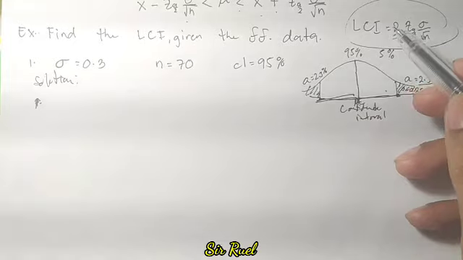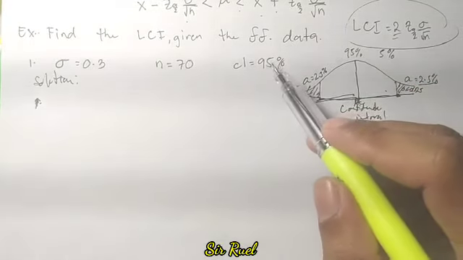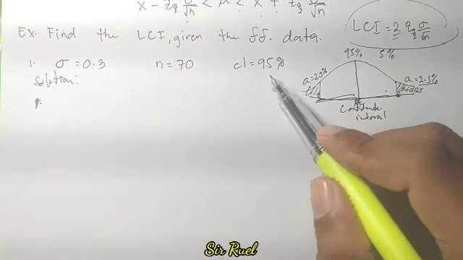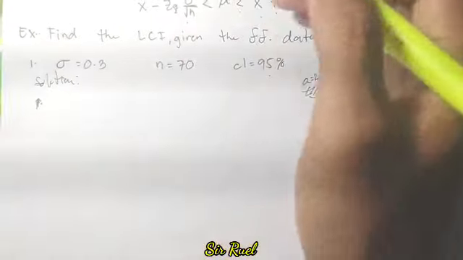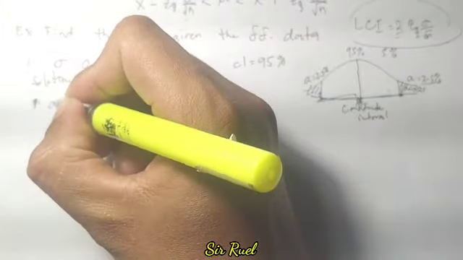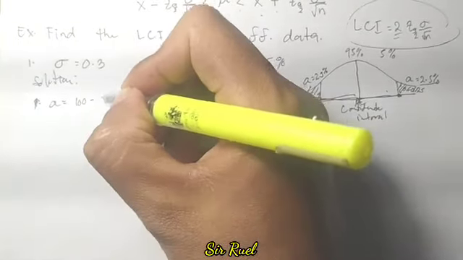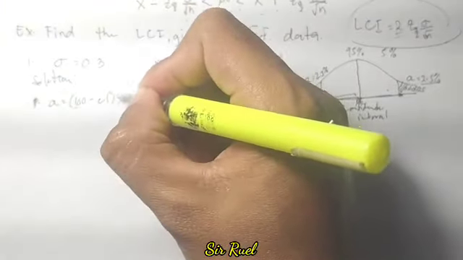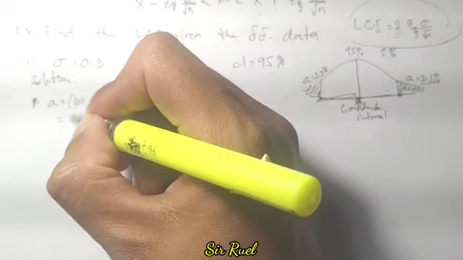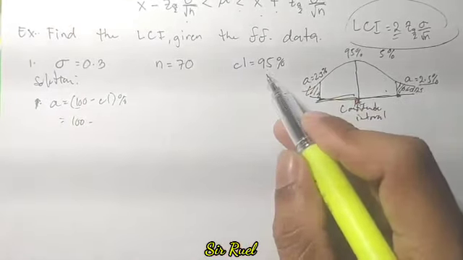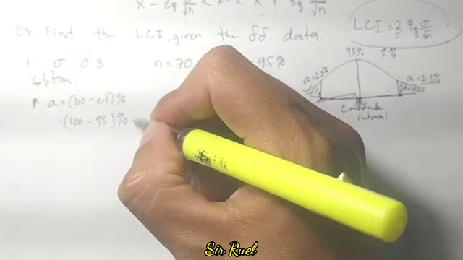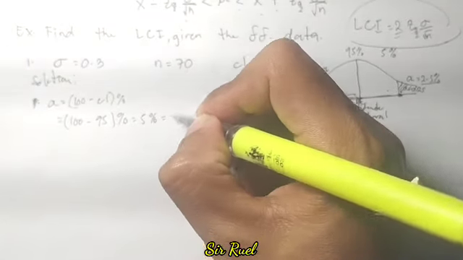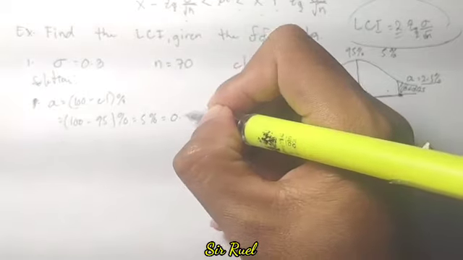Okay? So paano natin mahanap yung z value? So, sa pamamagitan kay confidence level. Okay, let me show you. So, meron tayong confidence level na 95%. Kailangan muna natin kunin si alpha level. So, alpha is equal to 100 minus confidence level. So, 100 minus, ang confidence level natin is 95. So, we have 95%. So, 100 minus 95 is equal to 5%. Or, yung decimal form niya is 0.05.